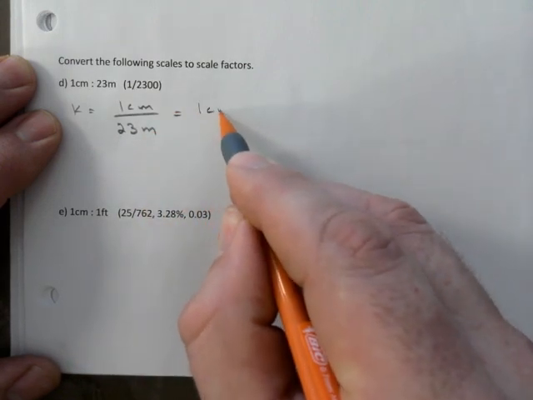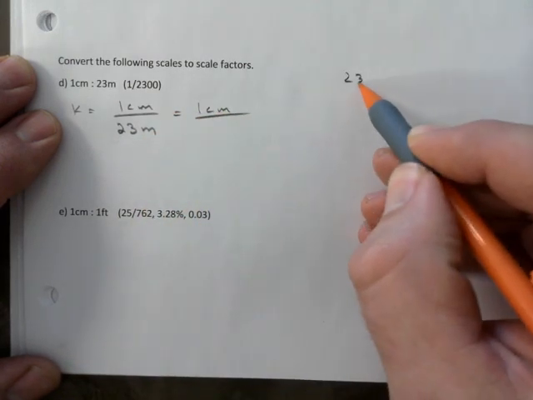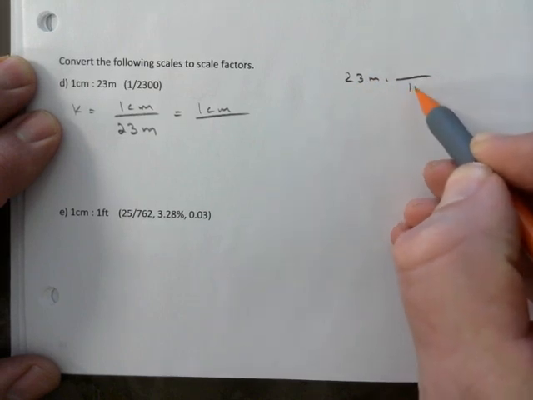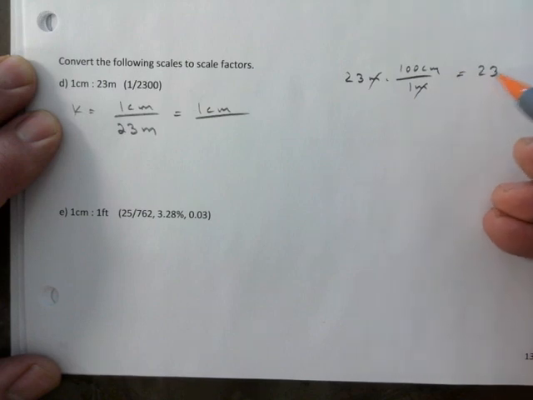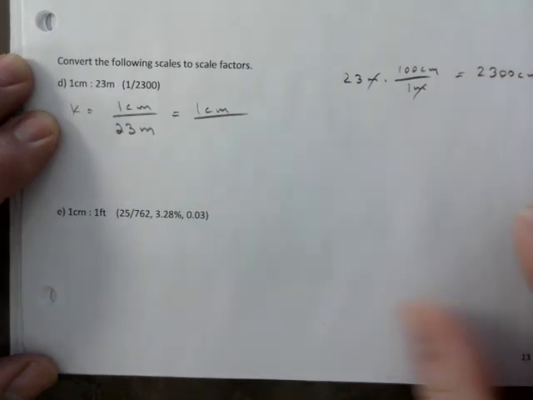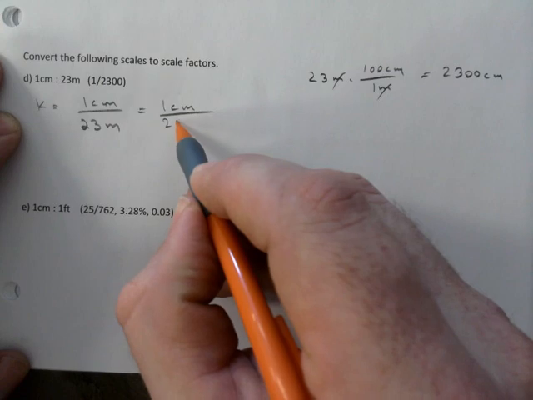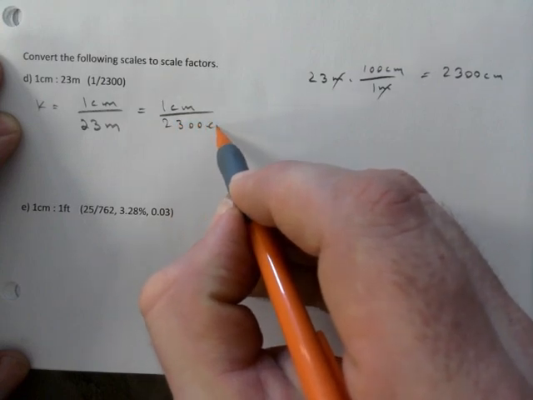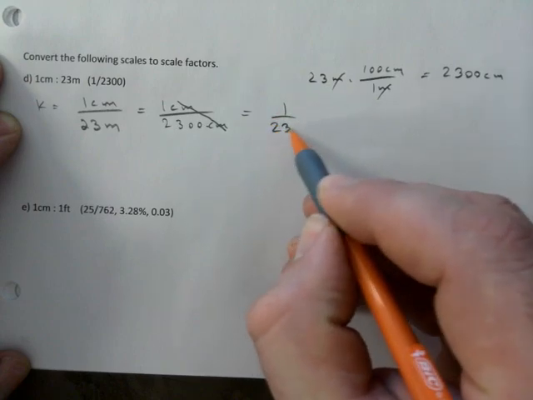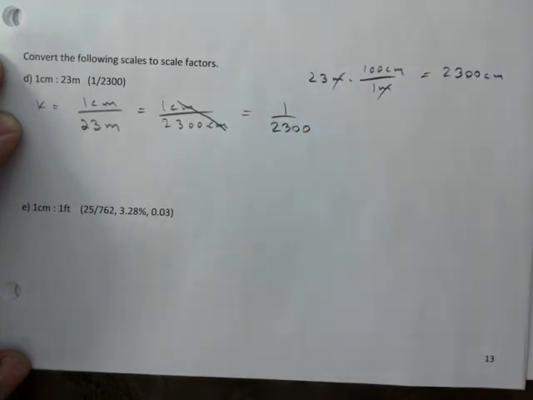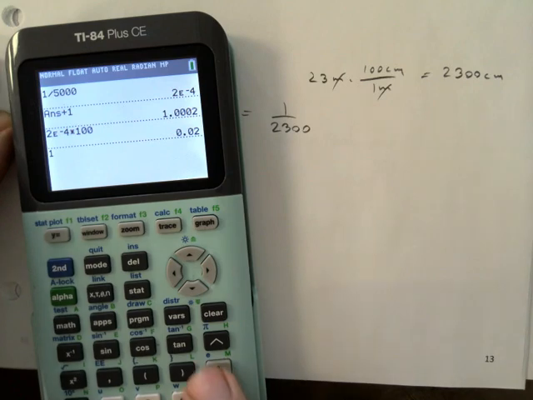So 1 centimeter has, if you just show me some work on the side, that's all I require, right? So that's 2,300 centimeters. Nice. So it's 1 over 2,300. Technically, you're done.